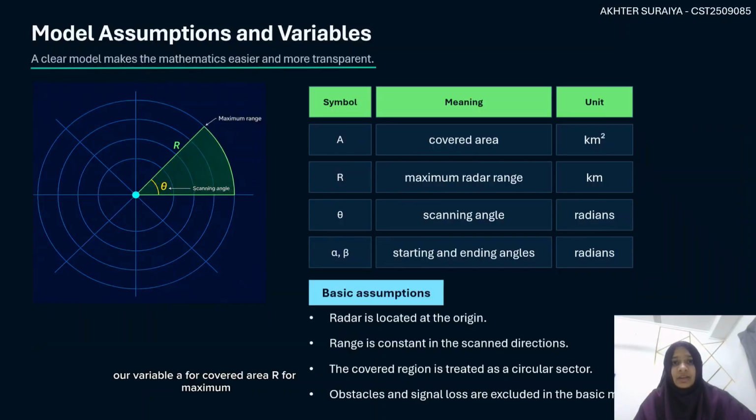Our variables: A for covered area, R for maximum range, theta for scanning angle, and alpha and beta for starting and ending angles. Our assumptions: the radar is located at the origin. The radar range is constant in the scan direction. The radar region is treated as a circular sector. Obstacles and signal loss are excluded in the basic model.